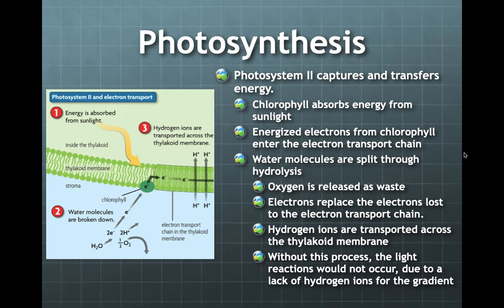So we broke water, electrons from the hydrogen are going to replace it in the photosystem, oxygen is going to be released, and then hydrogen is going to be transported across the thylakoid membrane. Without this process, light reactions would not occur because there's no hydrogen for that gradient that we're going to see later. So again, step 1, energy absorbed from the sunlight. Step 2, water molecules are broken down. Step 3, hydrogen ions are transported across the thylakoid membrane.